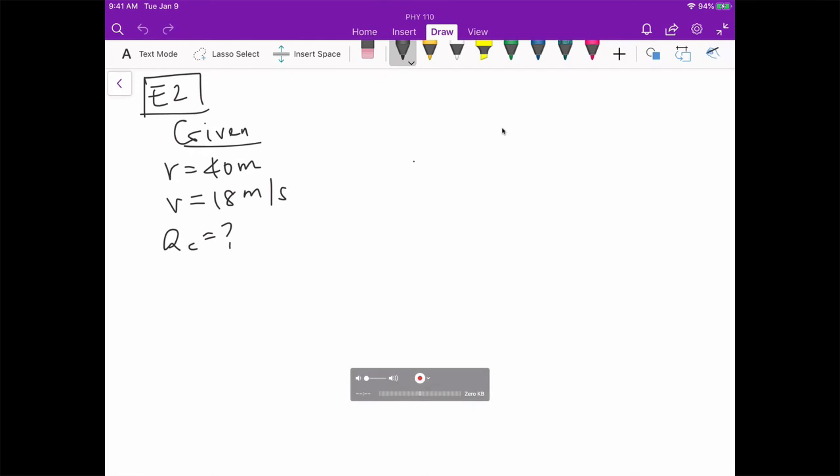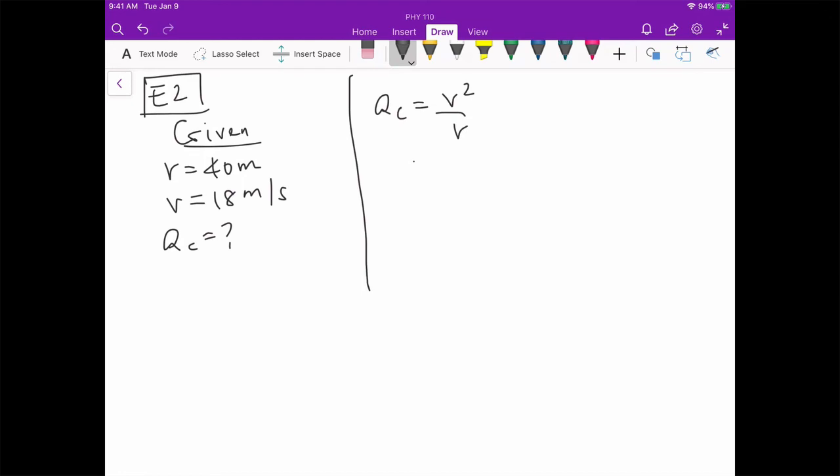Nice. Very good. I really like this class very much. So a centripetal is equivalent to v squared over r, right? That's our equation.